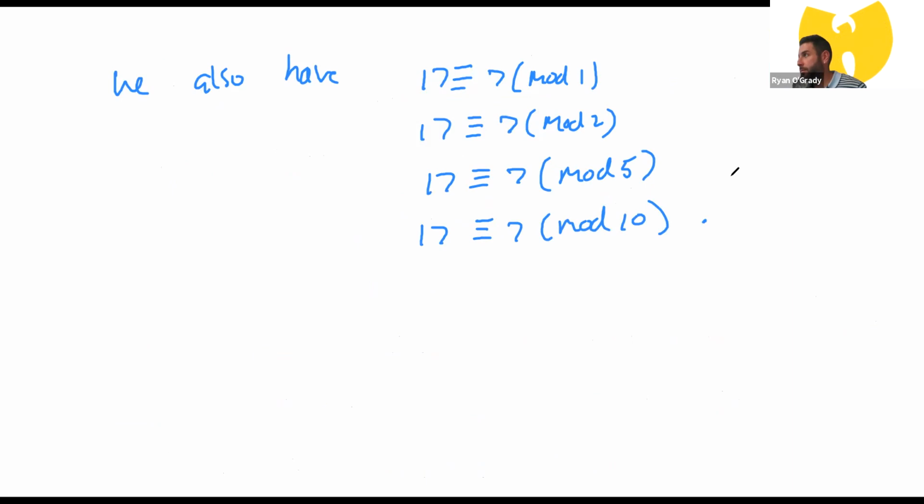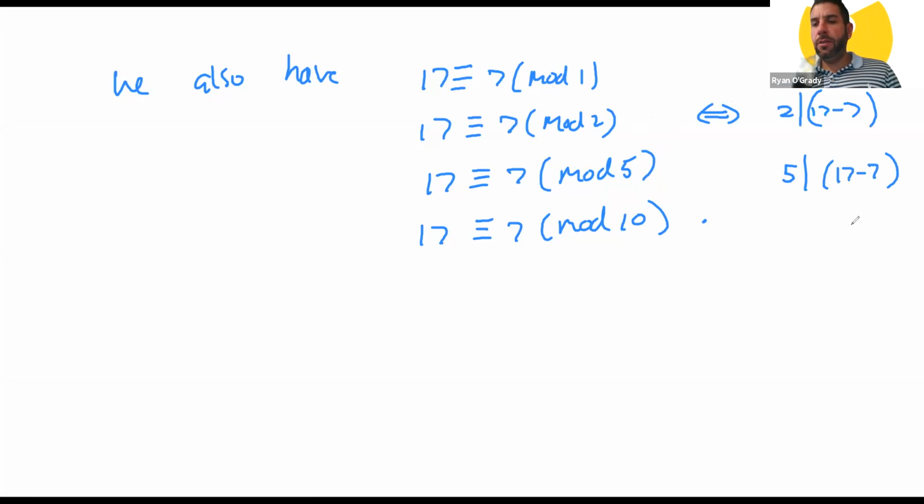You would set it up in terms of whatever the mod is. You mean write it in terms of divisibility? Right. For mod 2, it would be 2 divides 17 minus 7. 1 divides 17 minus 7. 5 divides 17 minus 7. Of course, I know 17 minus 7 is 10, but I want you to see the pattern here.